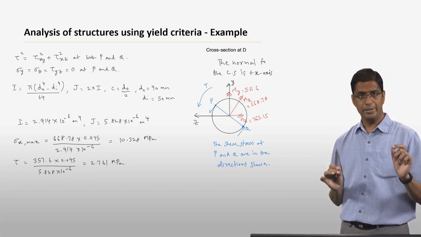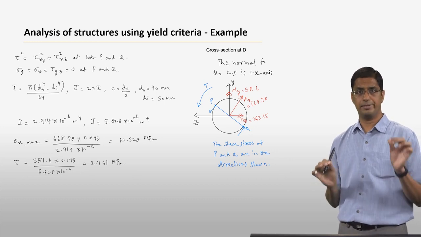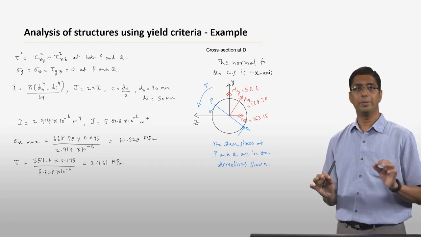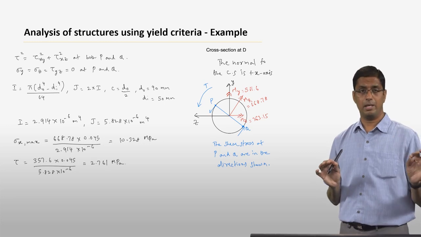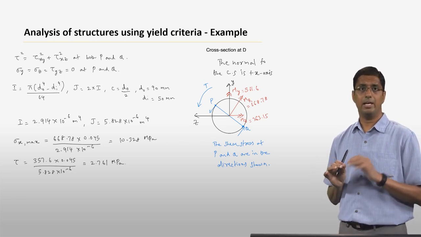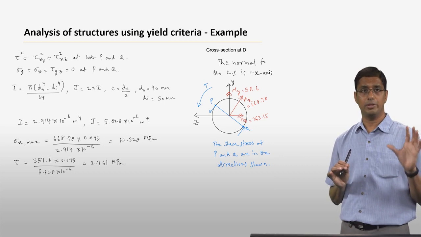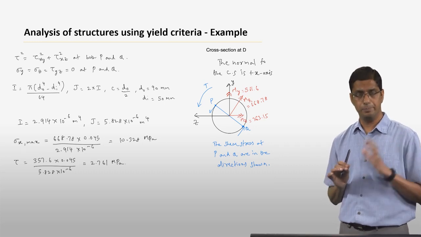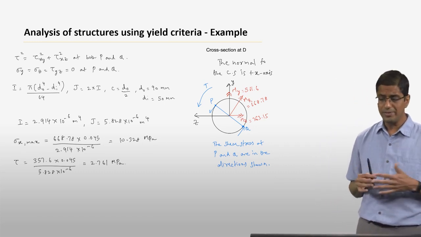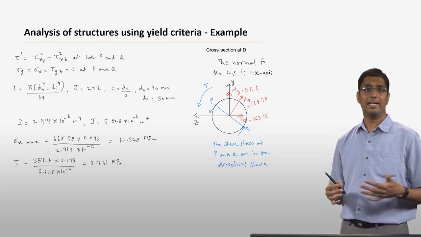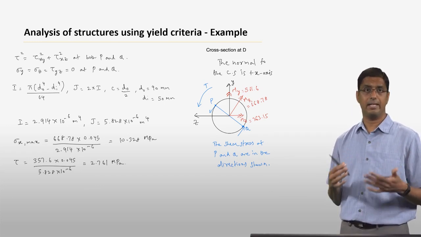So points P and Q are the most stressed points in the shaft, and we know the normal stress along the x direction at that point, and we also know the magnitude of the total shear stress at that point, which is tau. Once we have all these things, we can start calculating sigma x and tau.